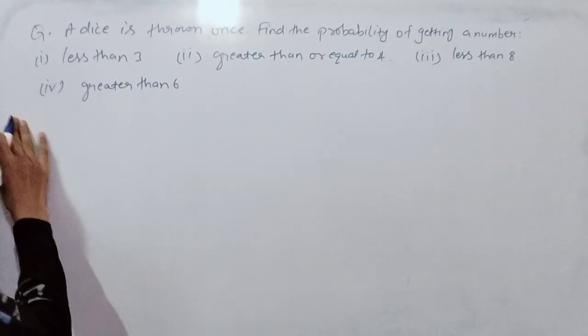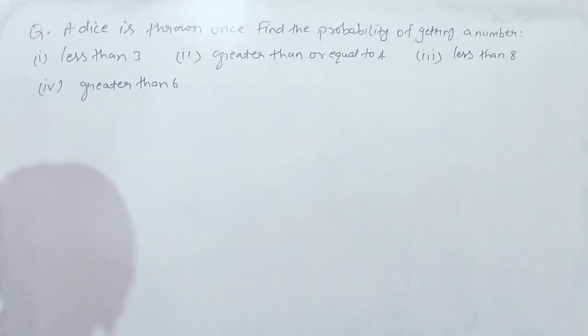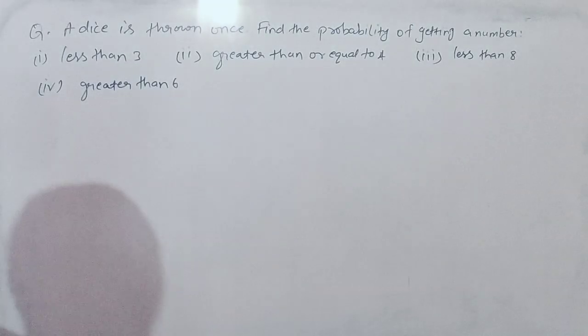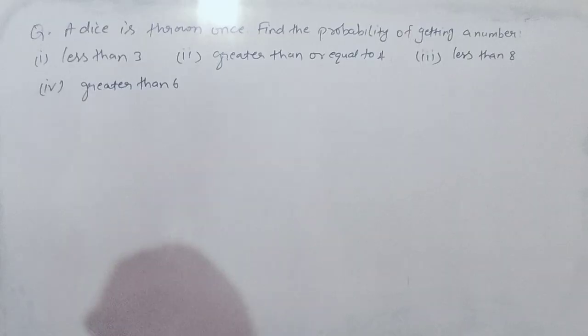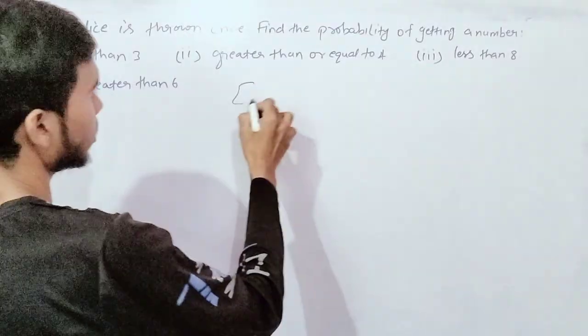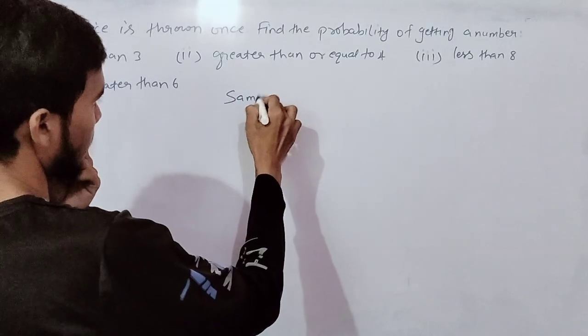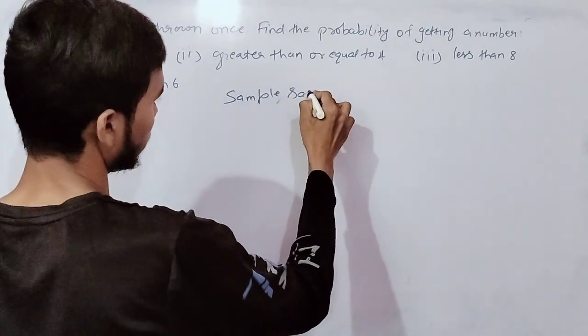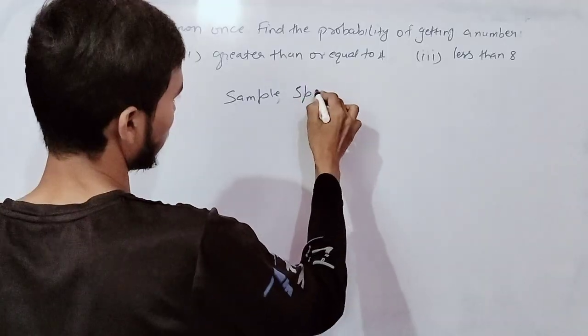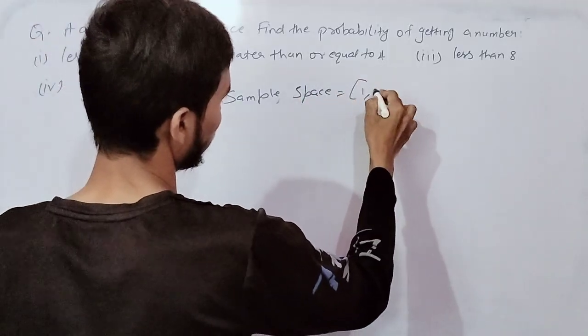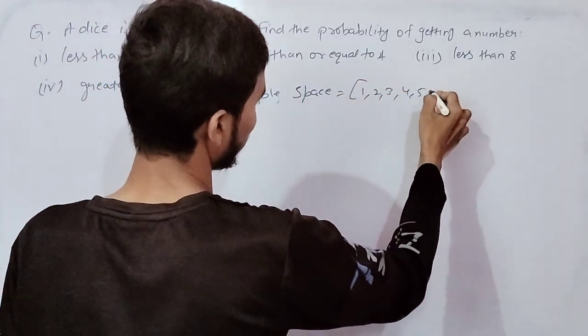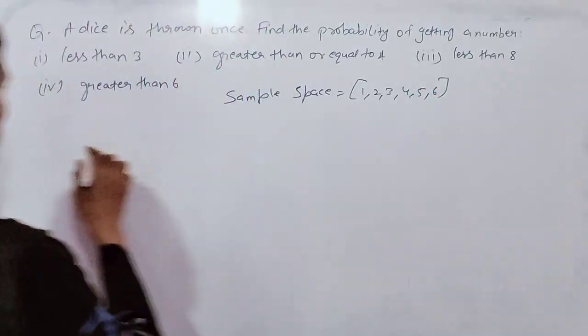This is completed question. Now let's start from that. Before that, you find what the sample space of a dice is. As you know, 1, 2, the sample space would be 1, 2, 3, 4, 5, 6. Clear?